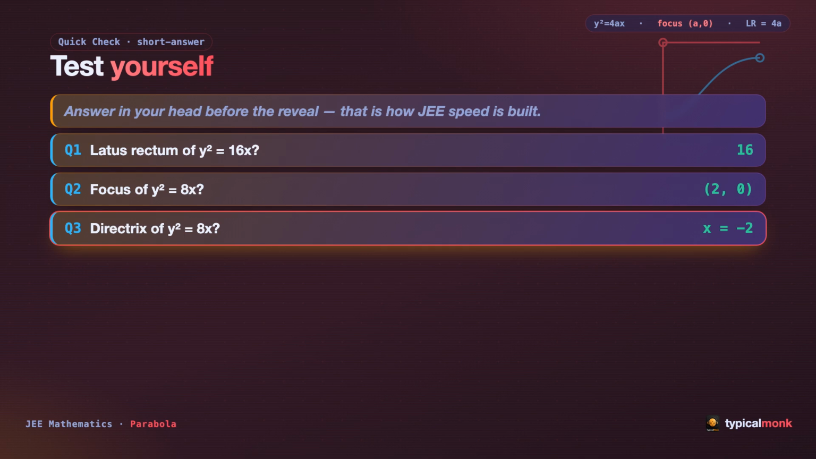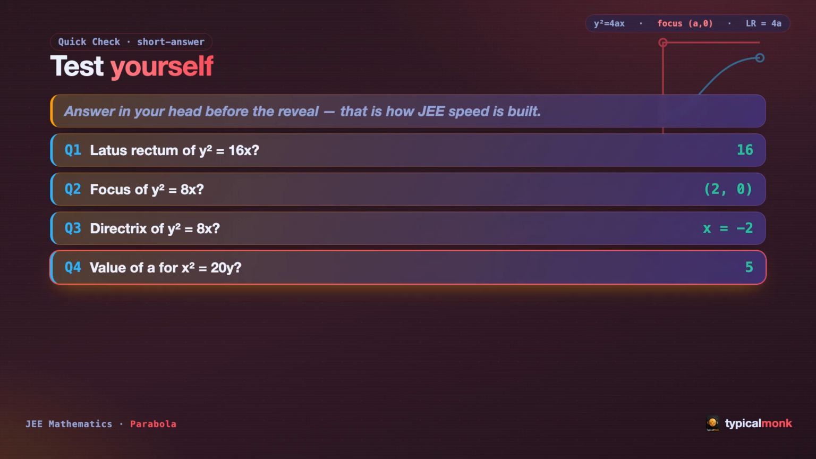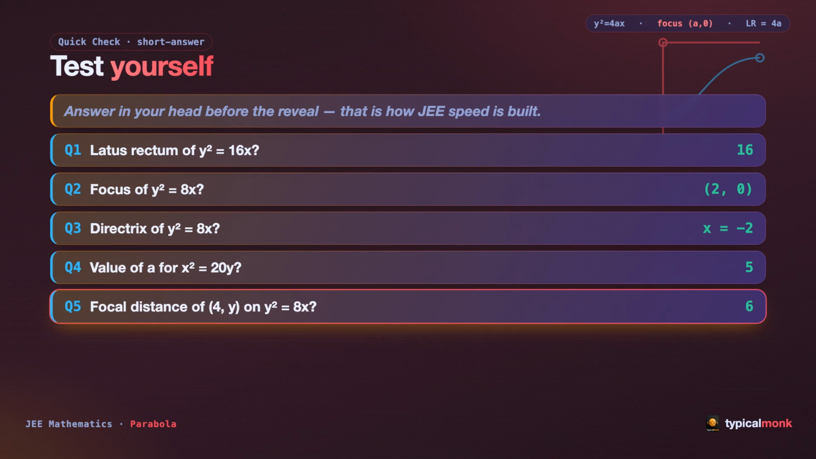Question 3. The directrix of y squared equals 8x. The line x equals minus 2. Question 4. The value of a for x squared equals 20y. 4a equals 20, so a is 5. And question 5. The focal distance of the point (4, y) on y squared equals 8x. Here, a is 2, so x plus a equals 4 plus 2, which is 6.